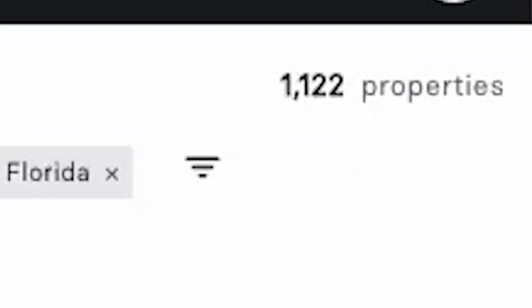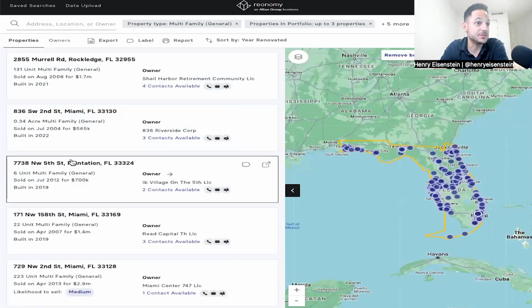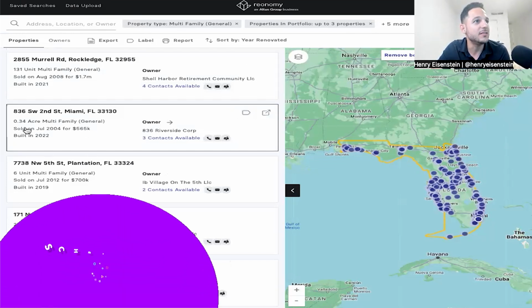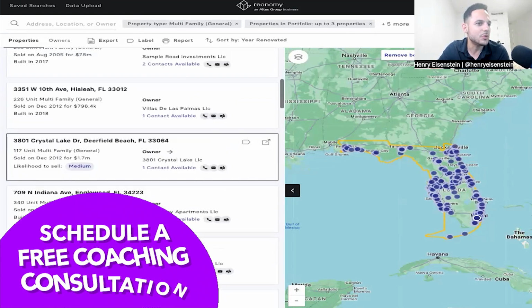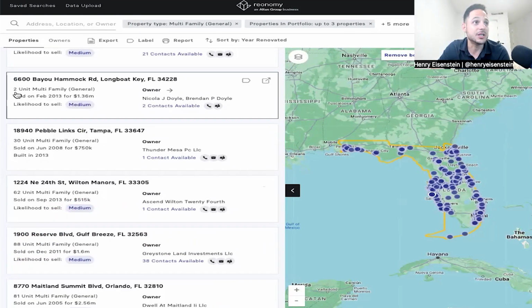I got 1,122 properties. Let me click apply. Let's see what we got. I'm getting excited. I mean, here's some decent stuff here. Now, you're going to get everything because we didn't sort by units. We have 131. This one doesn't even have a unit count, like I had mentioned. 6, 22, 223, 226, 117, 312, 2. I mean, this property apparently has $30,000 in taxes, but it's only a 2-family. It's just wild to me.